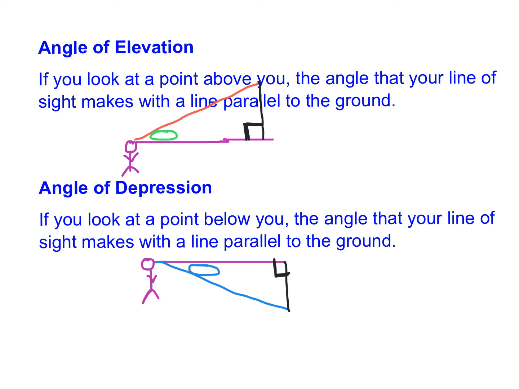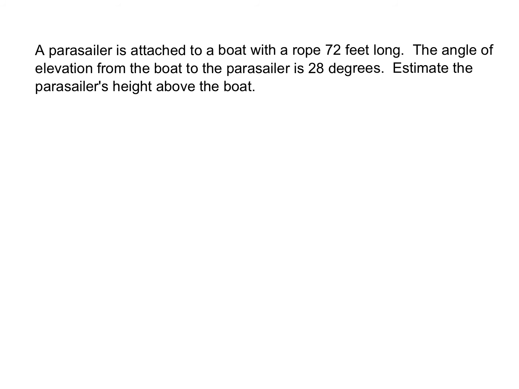So you can see that for both of these, there's always a line parallel to the ground, and then from there, your eyes either elevate upwards or depress downwards. But when we see these angles discussed in word problems, it might be helpful to actually draw out the picture and what the person is doing so that you can correctly label your angle as you draw your situation. So let's practice an example together.